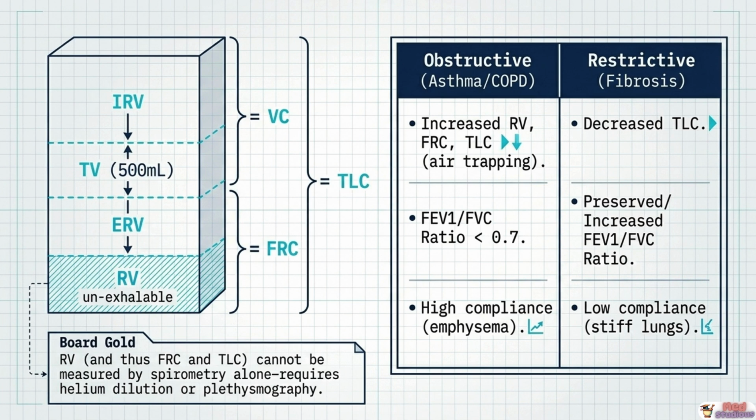Obstructive disease, such as asthma or COPD, shows increased residual volume, functional residual capacity, and total lung capacity from air trapping, a reduced FEV1 to FVC ratio below 0.7, and high compliance, particularly in emphysema. Restrictive disease, such as pulmonary fibrosis, shows decreased total lung capacity, a preserved or increased FEV1 to FVC ratio, and low compliance from stiff, non-distensible lungs.